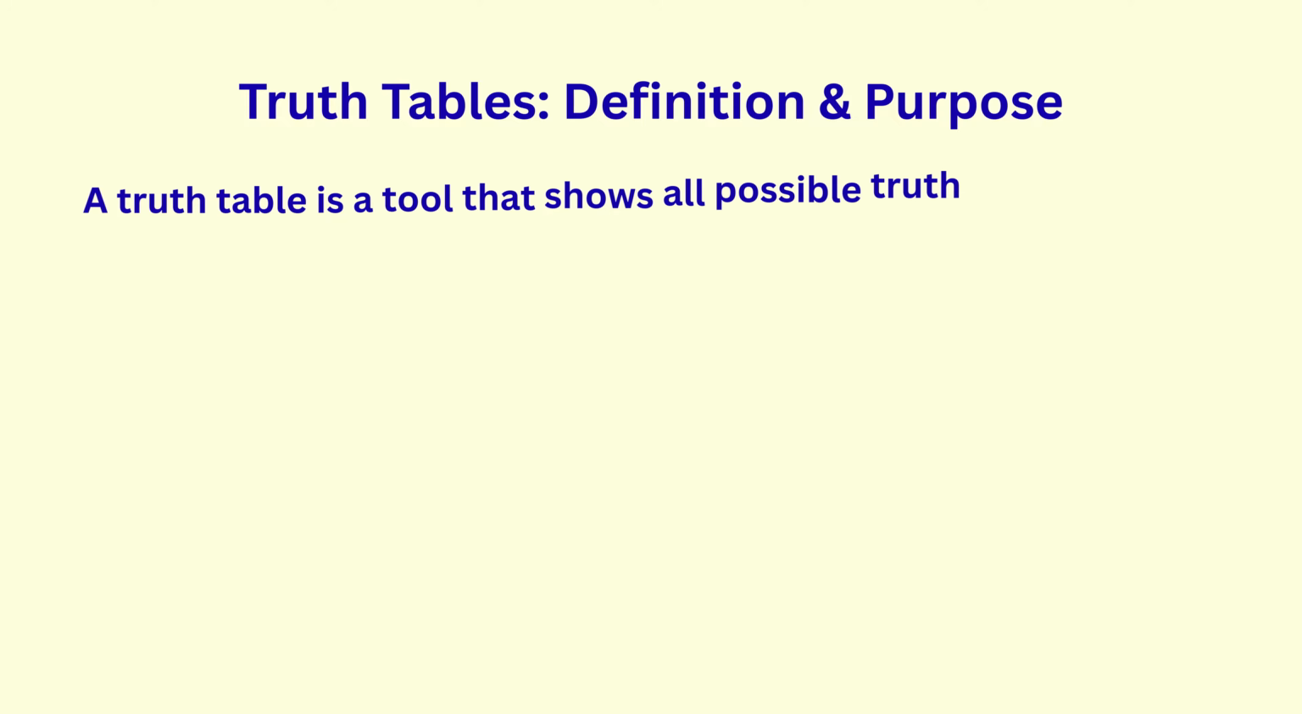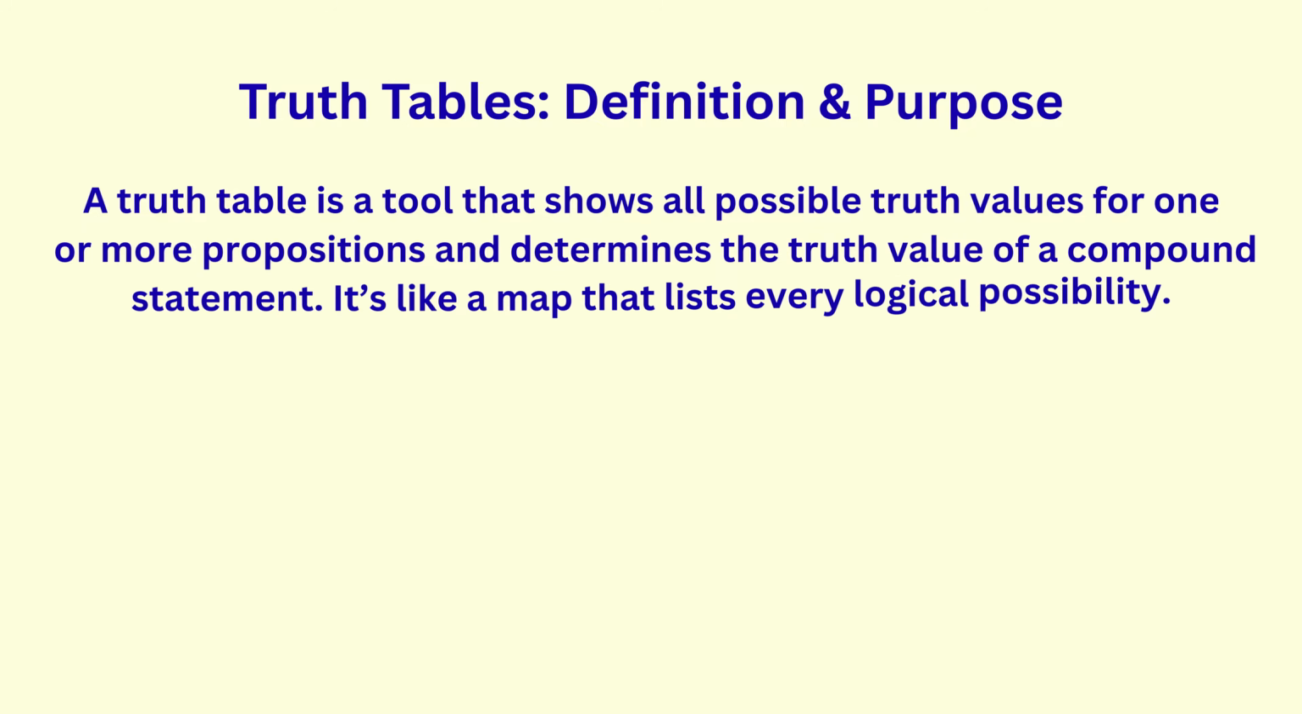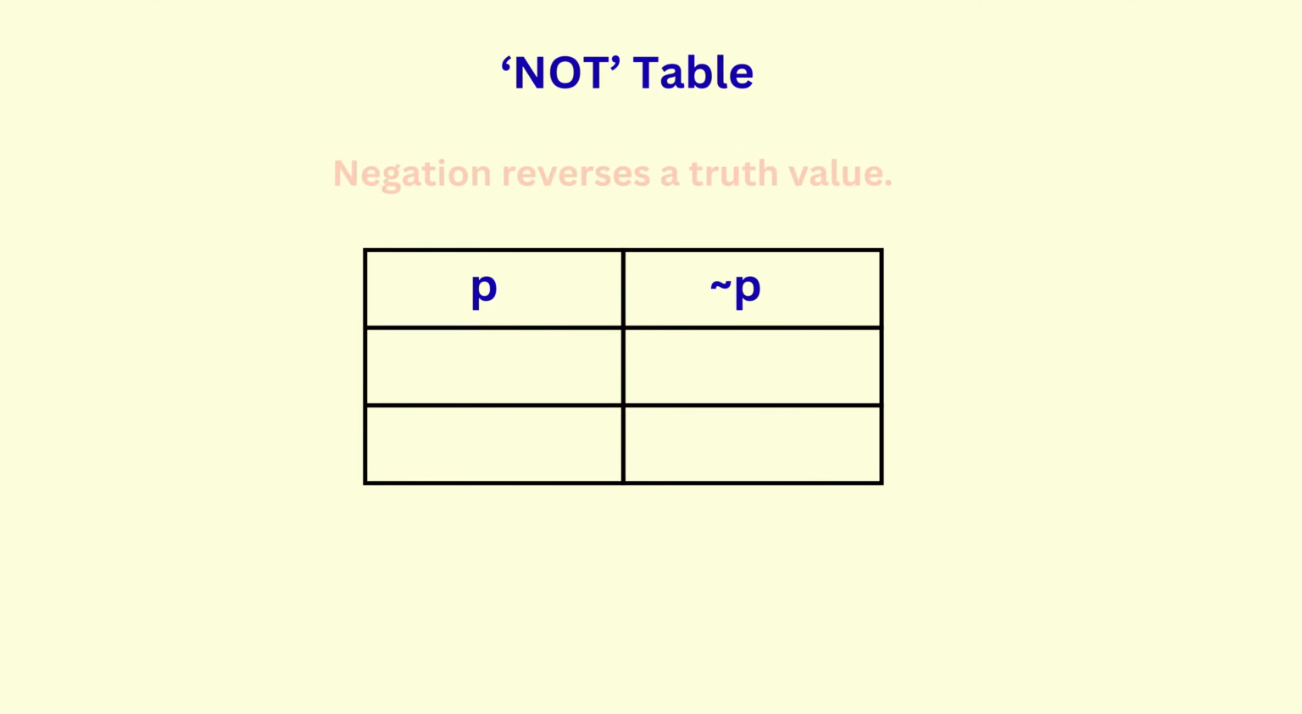A truth table is a tool that shows all possible truth values for one or more propositions and determines the truth value of a compound statement. It's like a map that lists every logical possibility. Let's look at the 5 basic truth tables. We'll begin with the negation table.